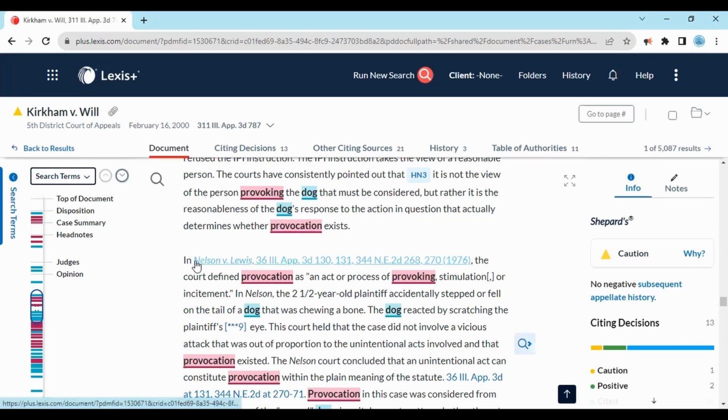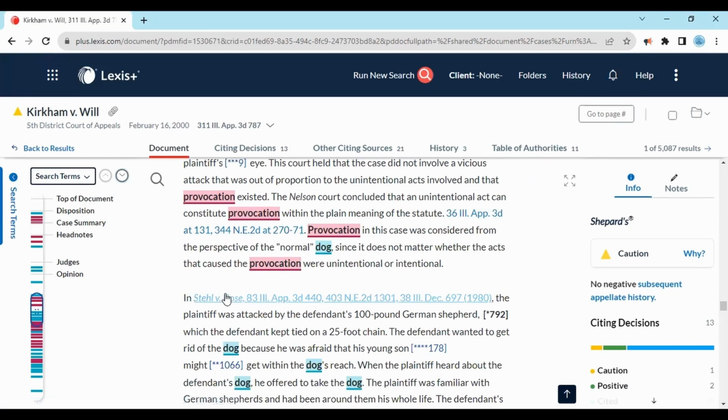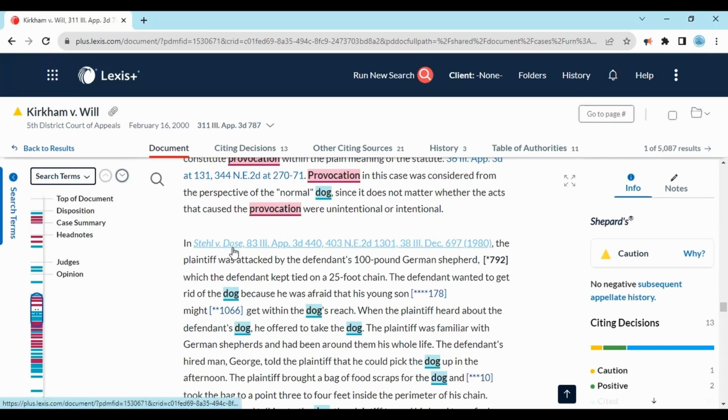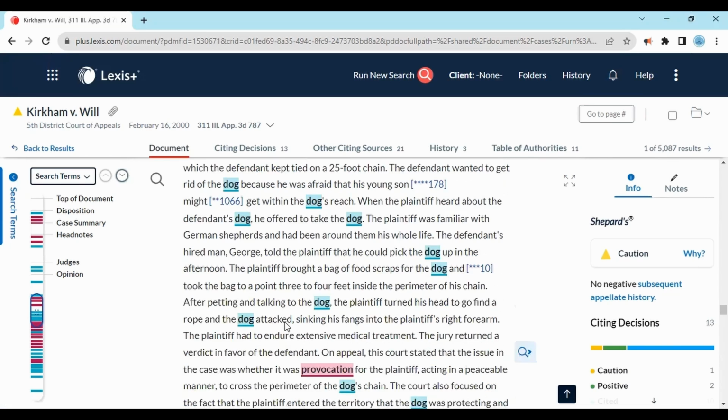So right here you see it gives us another case, Nelson v. Lewis. So this court, the Kirkham v. Will Court, has said, hey, we value what happened in Nelson v. Lewis, and we cited to that case. So we know we can then go use Nelson as a resource. So here's a discussion of Nelson. Here's another case in Stell v. Dose. We have another case that the Kirkham court has talked about.